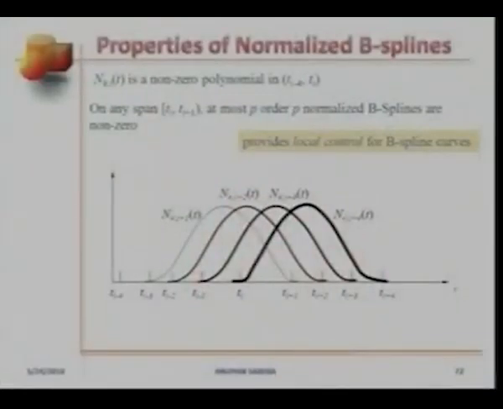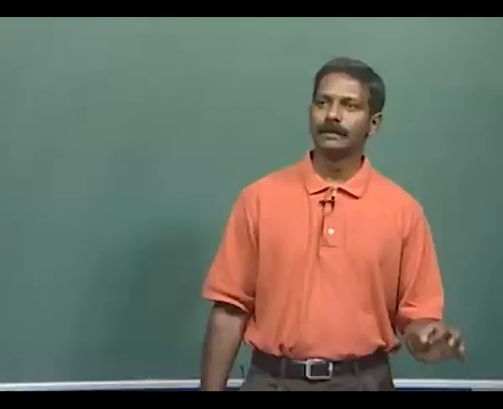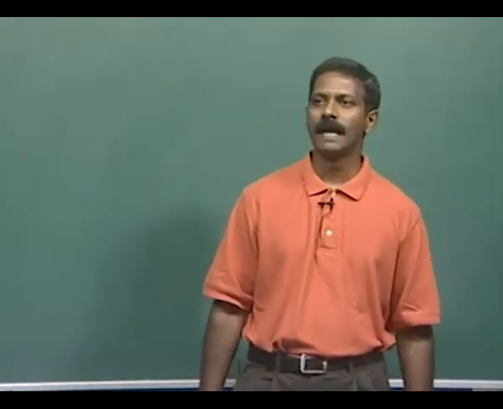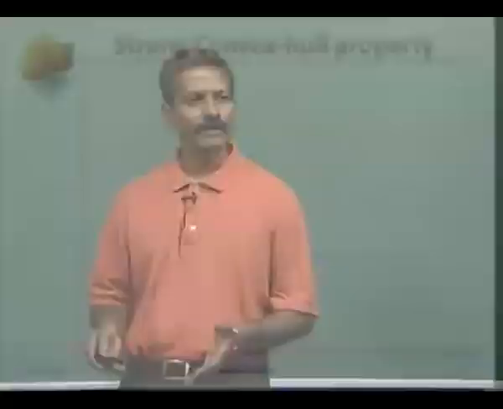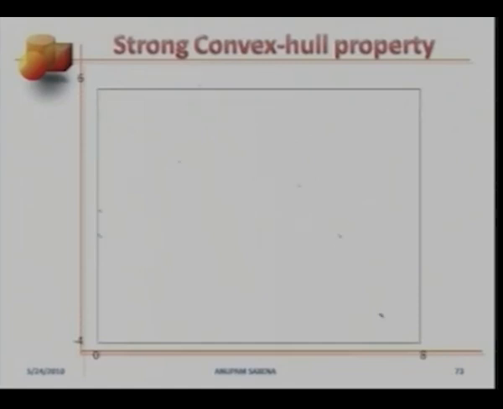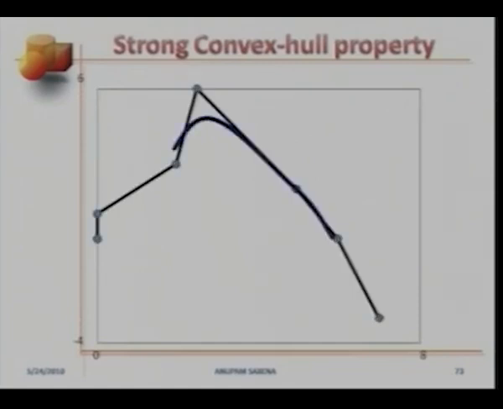We had studied all that in detail. This is an important aspect of normalized B-spline basis functions. They impart a strong convex hull property to the B-spline curve. We had taken an example. This was a control polyline, and this was our open B-spline curve.